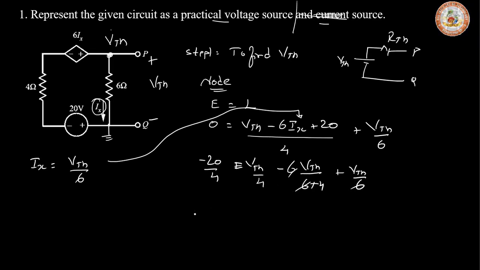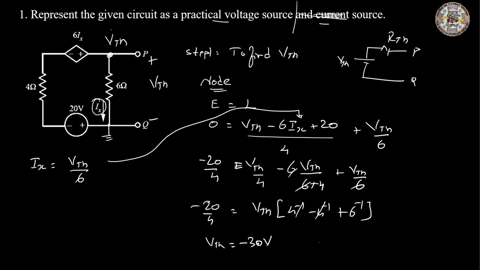The 6 cancels. So minus 20 by 4 is equal to, taking VTH common, 4 inverse minus 4 inverse plus 6 inverse. Plus and minus 4 inverse cancel each other. Thus VTH is equal to minus 30 volts. So we have solved by nodal and got the answer minus 30 volts as our VTH. In the exam we can use any method to solve this.